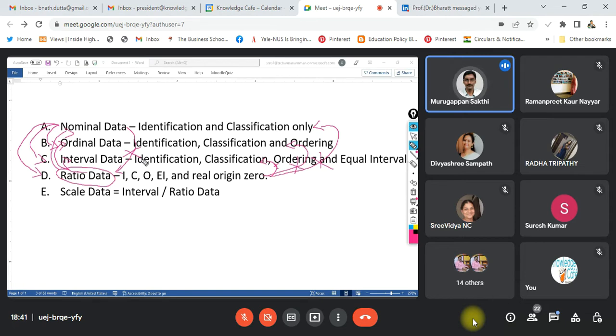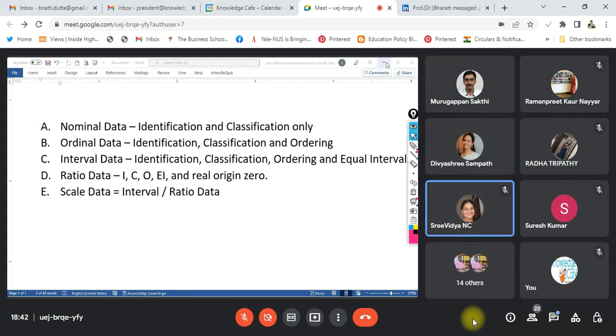Which one will you prefer always while you are conducting research work? Your preference is a ratio data or a nominal data? It should be ratio data. First, we have to prefer the ratio data. If it is not possible, then we move to the interval. If it is not possible to collect the interval data, I have to think of the ordinal data. If that is not possible, I have to think of the nominal. So the nominal data is the least preferred data type, and ratio data is a very highly preferred data type. Are you comfortable now? Yes or no?